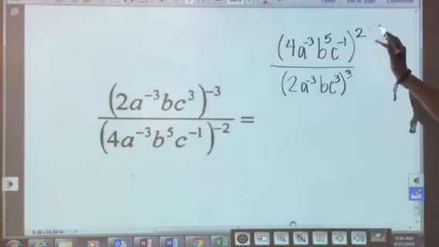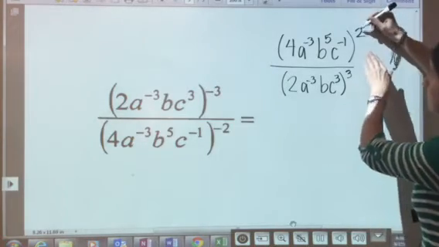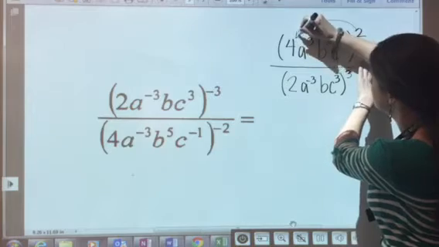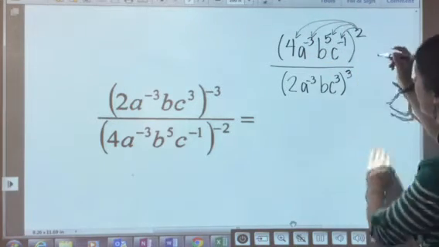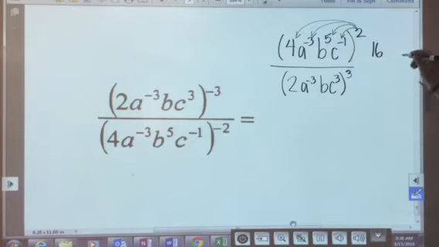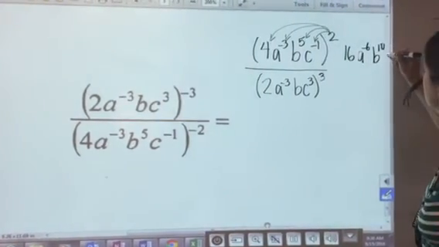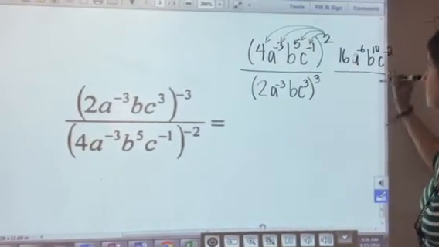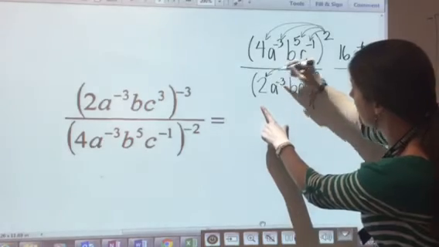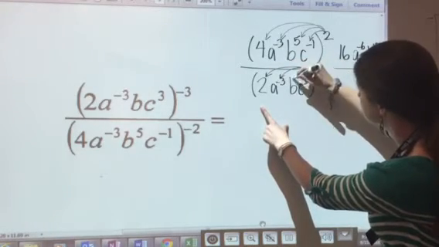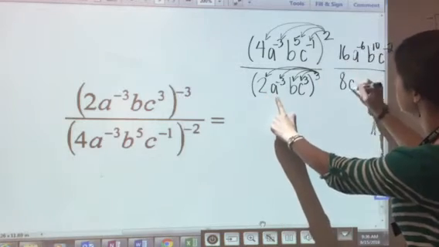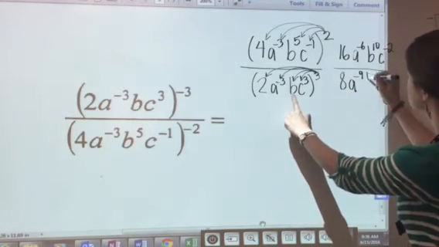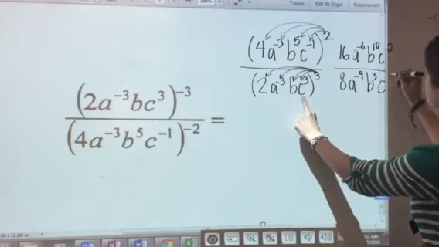Then, because these are two different exponents, this 2 applies to everything in this parentheses. So I have to do my power to a power property. And I get 4 squared, which is 16, a to the negative 6th, b to the 10th, and c to the negative 2. Divided by, this 3 applies to every base in the parentheses. 2 to the third is 8, a to the negative 9th, b to the third, and c to the 9th.